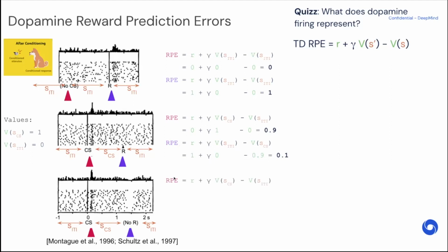And you can do the same thing for the last example. Same thing here. We have an RPE here. And then exactly for the other one, you expect a reward, you don't get a reward, so you have a negative RPE, and this is why the firing rate dips.